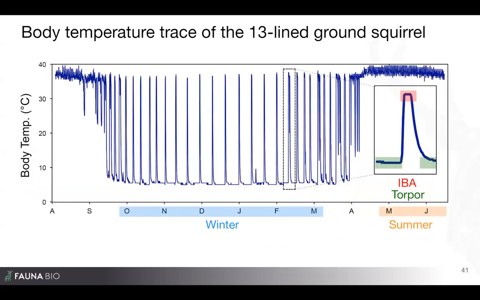One species that we've been focusing on is the 13-line ground squirrel. This is a body temperature trace of a squirrel going through hibernation in the winter. You can see when the squirrel is awake, it has a relatively high body temperature. Then it goes into these periods of very low body temperature with interbout arousals interspersed, where the squirrel comes back up to temperature and then goes back into torpor. Here's an interbout arousal zoomed in. This is the equivalent of experiencing 25 heart attacks per year. If that happened to us, we would die. So we're trying to figure out how squirrels are able to manage this amazing physiology.